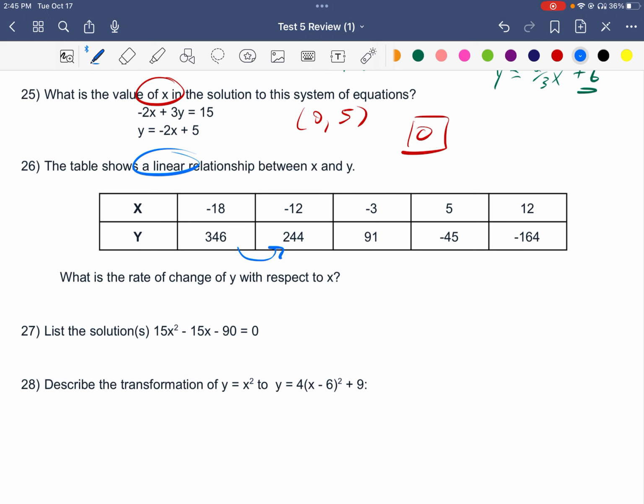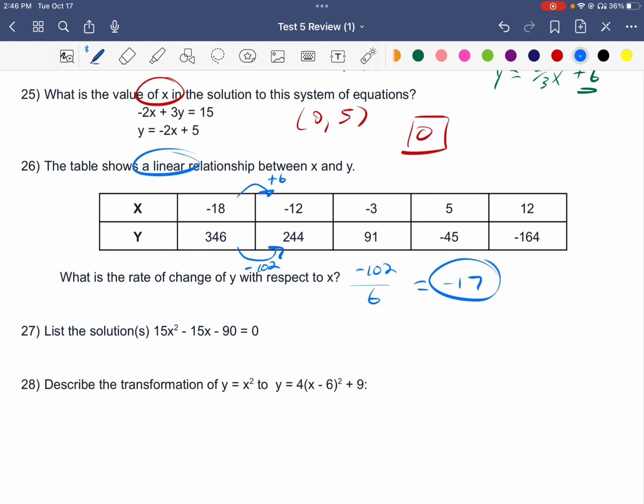If that's a tough one for you, that's okay. In a calculator, I would type in 244 minus 346. I get negative 102. That tells me it's going down 102, and that makes sense. I start at 346, I'm going to 244. I should get a negative number because it's going down. The change in the x value, negative 18 to negative 12, is plus 6. So the change in y with respect to x is negative 102 over 6, which simplifies to negative 17.